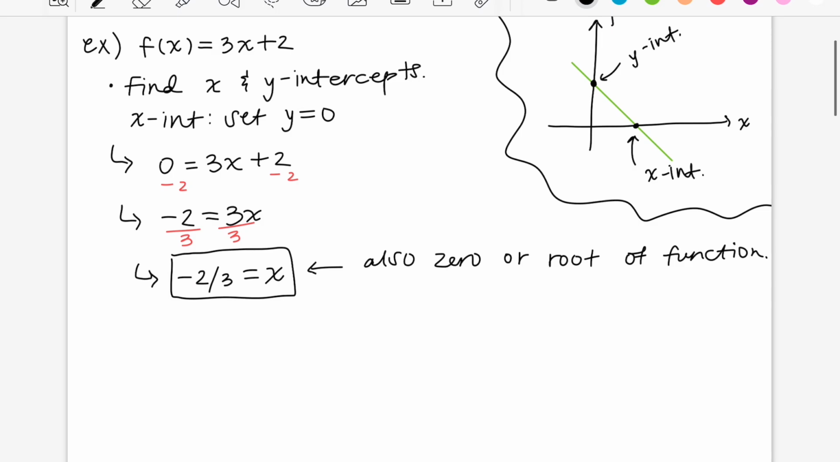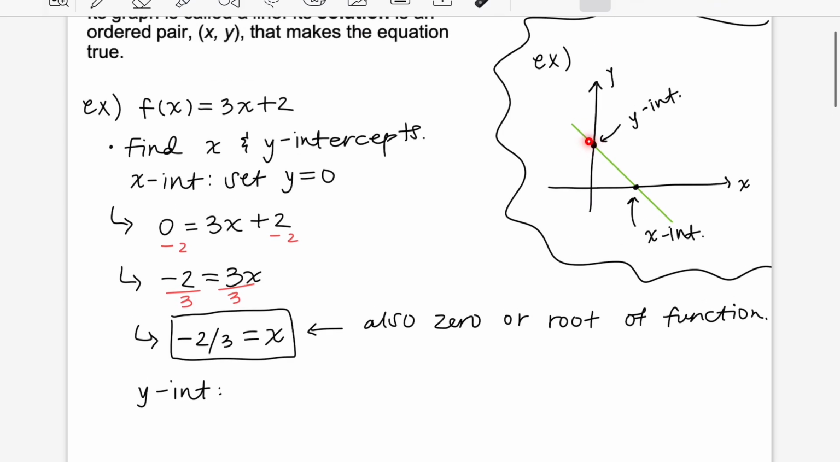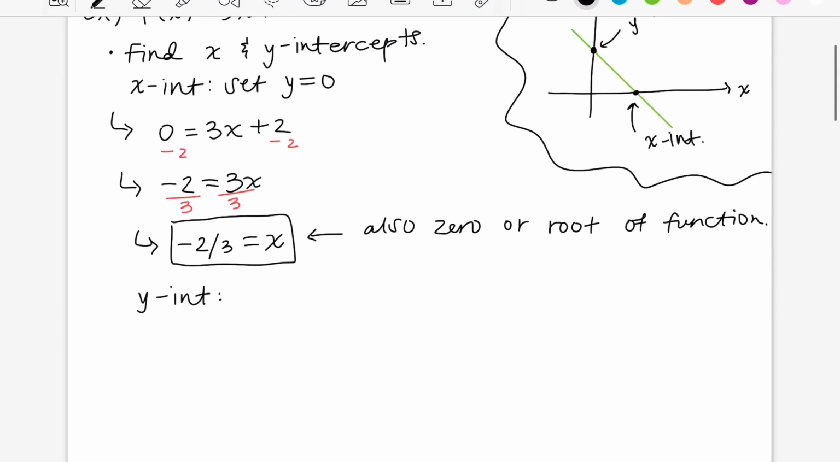Okay, now similarly, we want to find our y-intercept. Remember, our y-intercept is here, and our x value for our y-intercept is 0. And so we want to figure out what this y value is here. So we'll set x equal to 0.